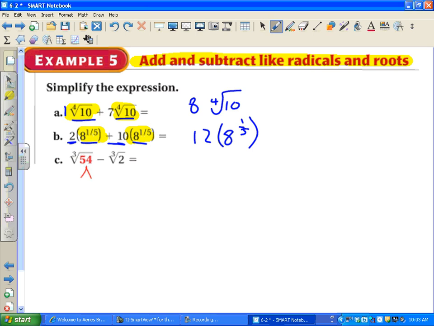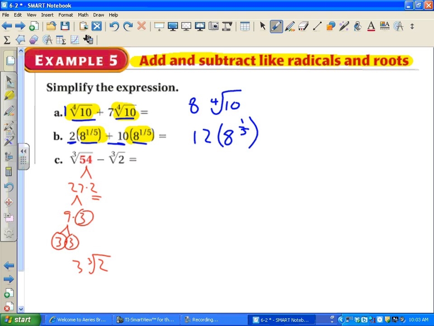I'm going to write that as 27 times 2, 9 times 3, 3 times 3. You need 3 of something in this case to pull it out. So hopefully you'll agree that the cube root of 54 simplifies to 3 cube roots of 2. Remember that 2 is still on the inside.